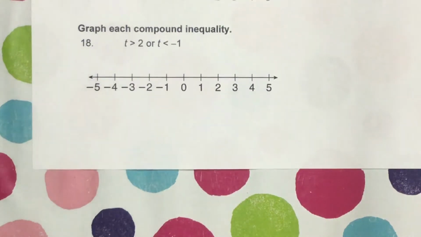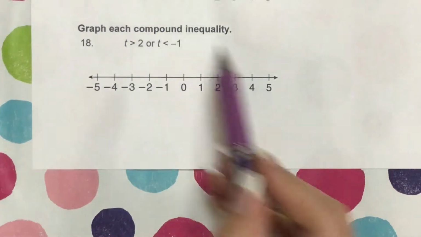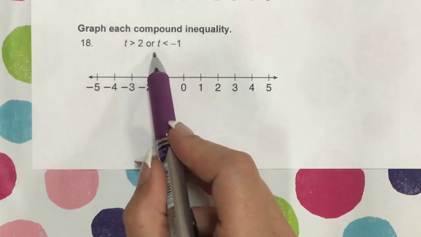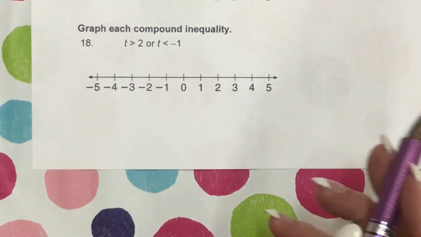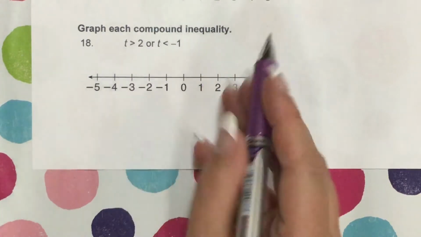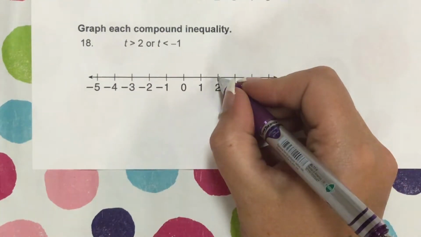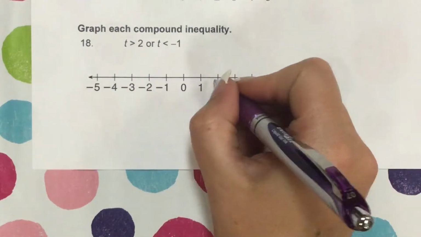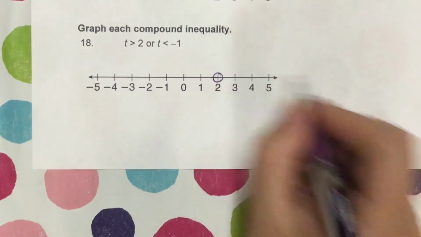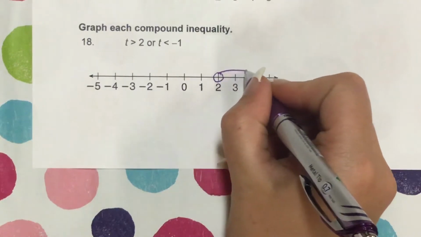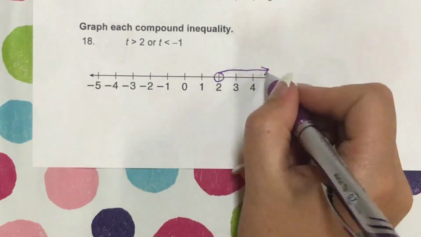So let's do 18. Remember, a compound inequality is showing two inequalities coming together. So we have t is greater than 2 or t is less than -1. I'm going to graph this first part here, t is greater than 2. So I'm going to go to 2, and I just need to figure out, is this an open circle or a closed circle? If it's greater than, it's going to be an open circle, which means it does not include 2. And t is greater than 2, so all the solutions that are greater than 2 are that way. So that's why the arrow goes to the right.